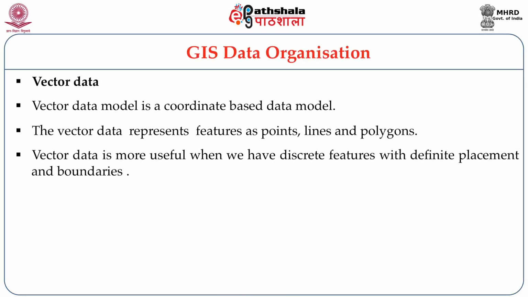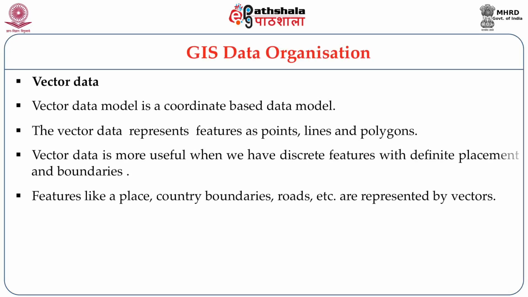Vector data is more useful when we have discrete features with definite placement and boundaries. Definite placement means if we have a place like Delhi or Hyderabad, then there is a definite place where the dot of that place is going to come. So in vector data we use such features when we have the definite placement and boundaries, like country boundaries, roads, etc.